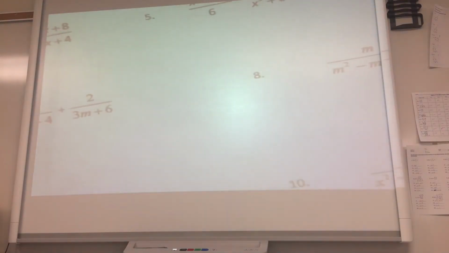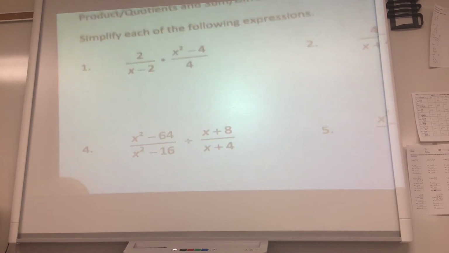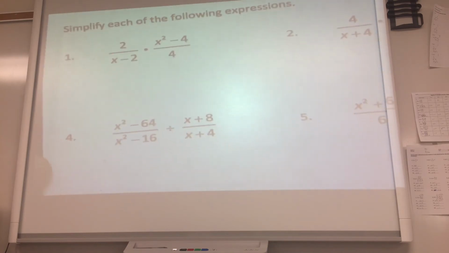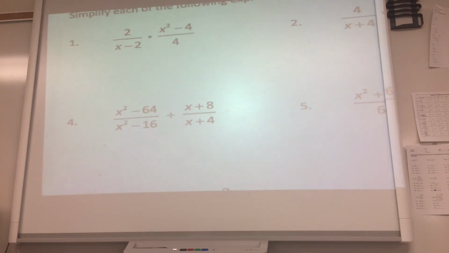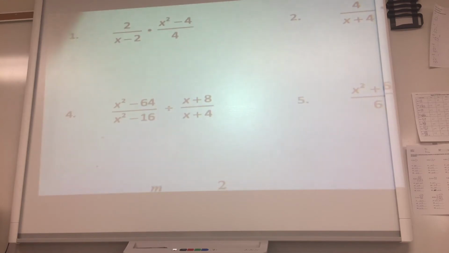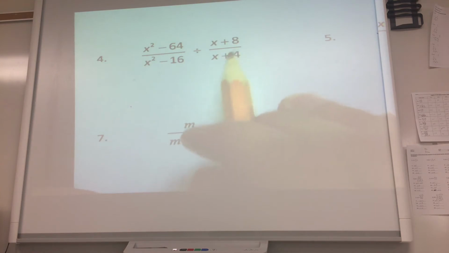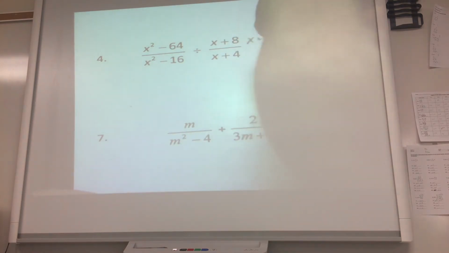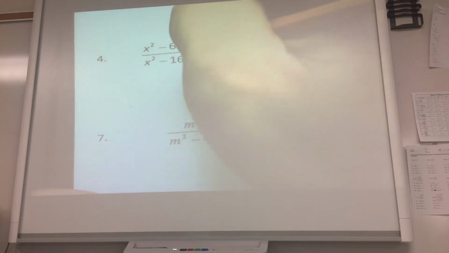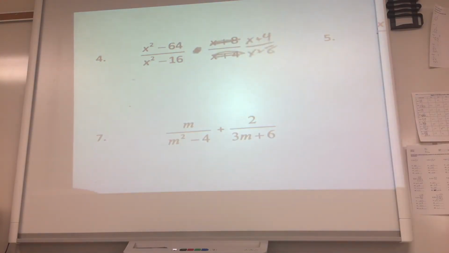All right, next slide. Multiplying and dividing fractions, it starts off with, remember, if you multiply a fraction, you just multiply straight across. If you're dividing a fraction, like this one right here, then you just flip this, so it's x plus 4 over x plus 8. Those are done. And it becomes a multiplication problem, and you multiply fractions straight across. So it's still pretty easy.